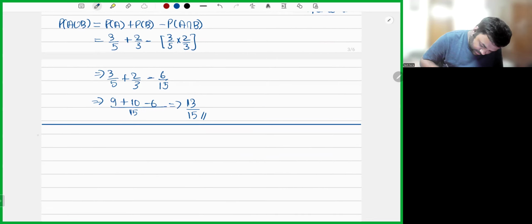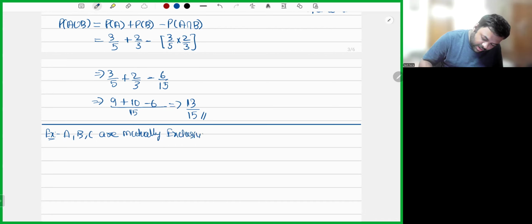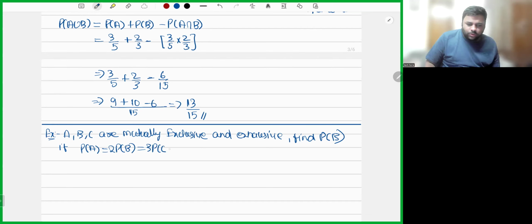Now, next example. He is telling A, B, C are mutually exclusive and exhaustive. He is asking to find P of B if P of A is equals to 2P of B is equals to 3P of C. This is the given question.